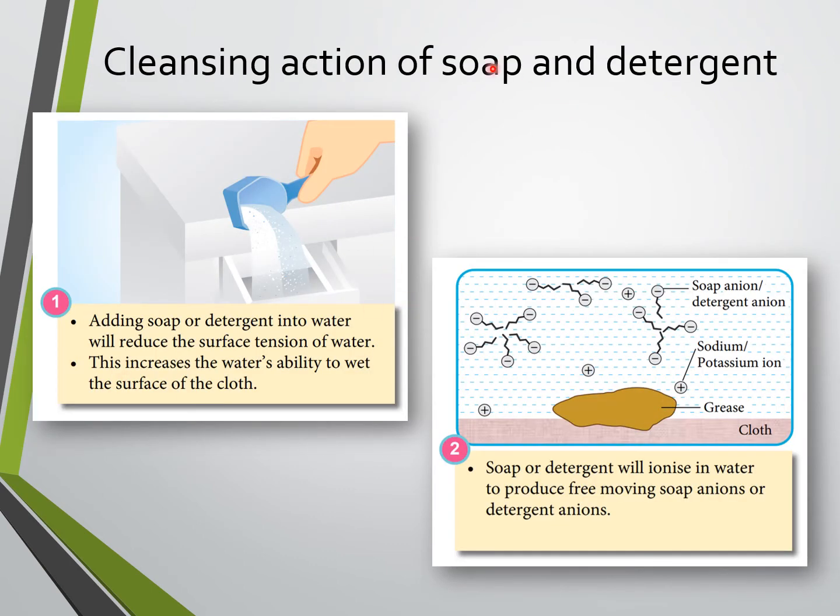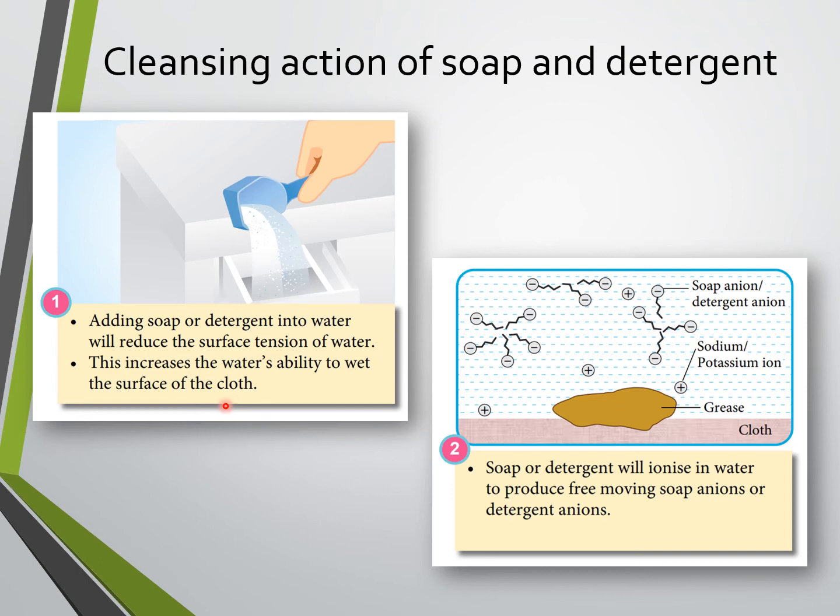Now we go to the cleansing action of soap and detergents. Oh, now we go to the Dobby shop. Adding soap or detergent into water will reduce the surface tension of water. This increases the water's ability to wet the surface of the clothes. Sometimes when we wet our clothes, the water cannot penetrate the thread of the cloth. Why? Because the water itself has a surface tension.